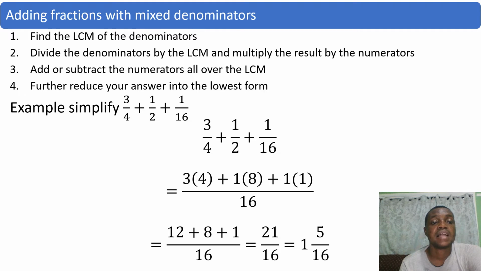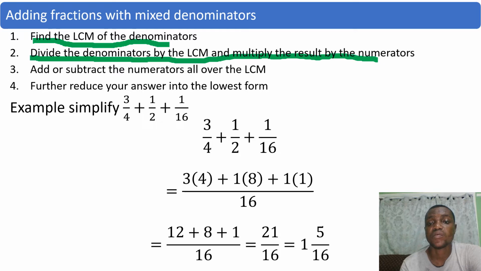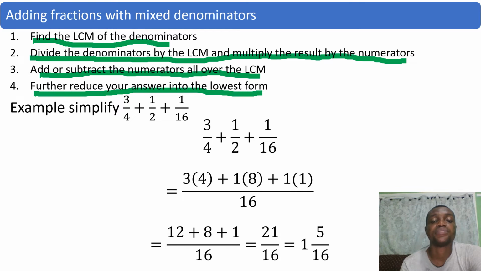Then adding fractions with mixed denominators. First step, find the LCM of the denominators. Divide the LCM by the denominators and multiply the results by the numerators. Add or subtract the numerators all over the LCM, which is the least common multiple. Further reduce your answer into the lowest form. We have an example here.